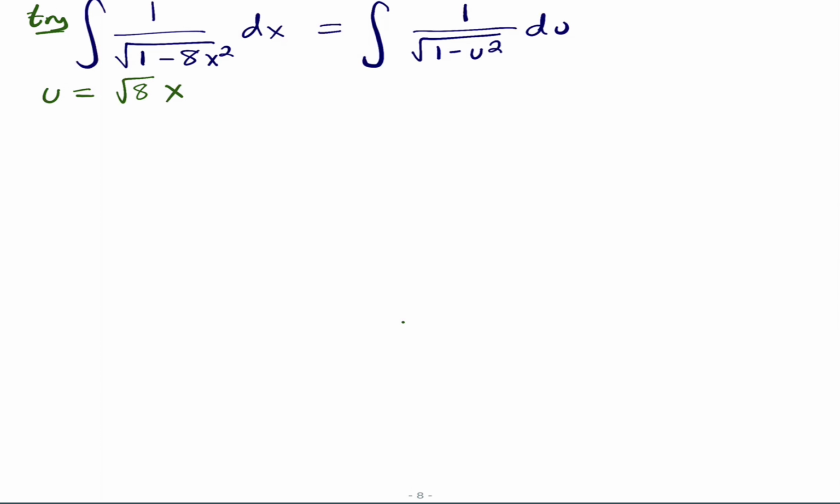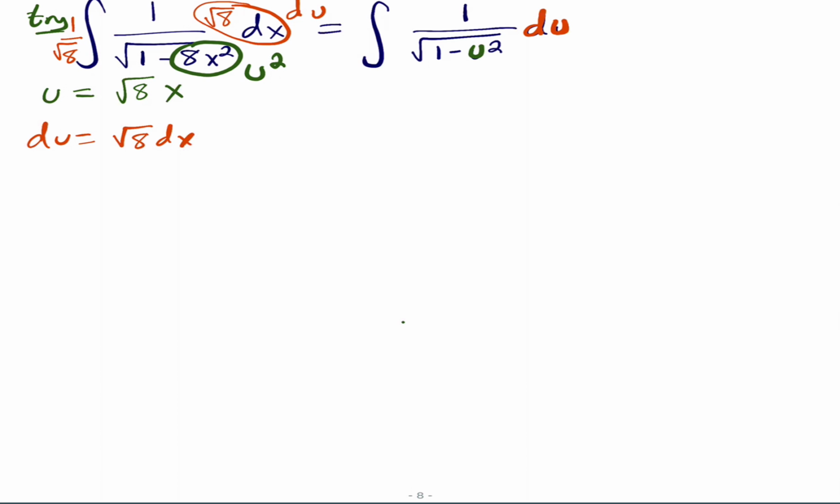And then just make sure that everything else falls into place, right? So du, what would that equal to? Root 8 dx, right? So then what would I need? I would need a root 8 on top and a root 8 on the bottom, like that, right? So then the root 8 dx is equal to du. So that's this du right here in the orange. The 8x squared, that's u squared. And what am I missing? On the right side, the right integral. Just the 1 over square root of 8, right?